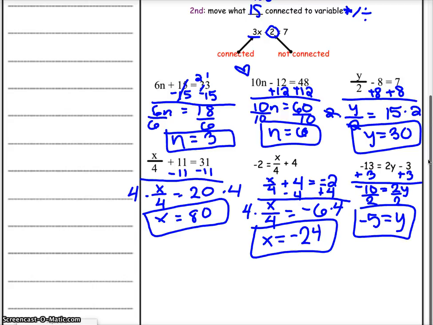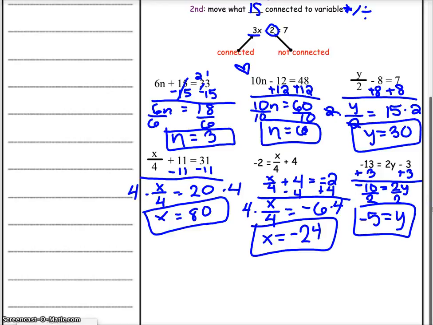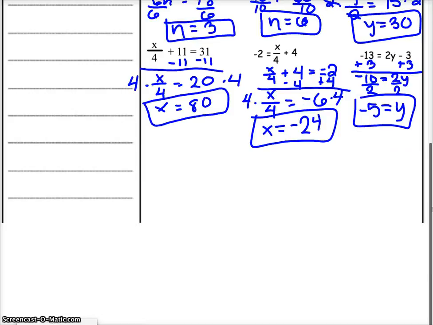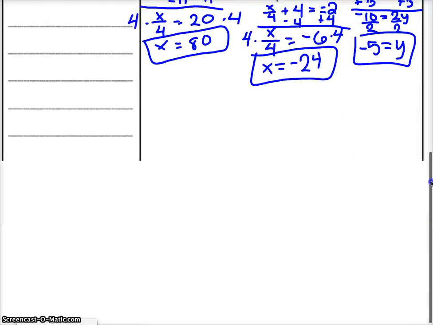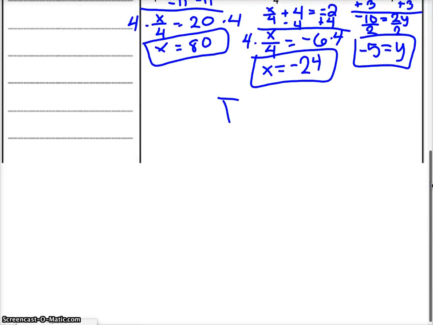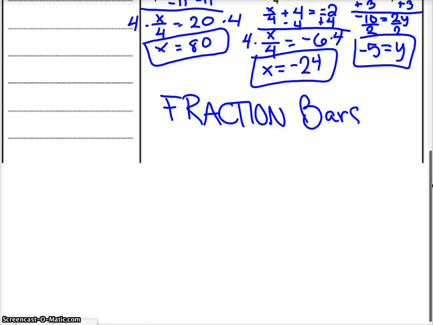One more heading for you here for two-step equations. Remember, two-step means two things to get the variable by itself. Okay? Let's head this fraction bars. Fraction bars. Okay? Put a new heading on your notes. You have plenty of space. It's only one side. Fraction bars.